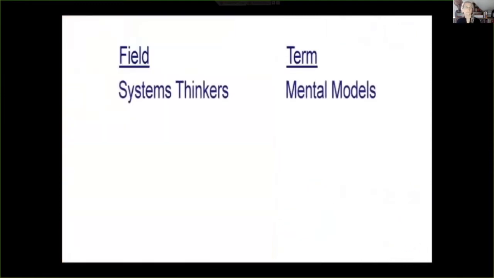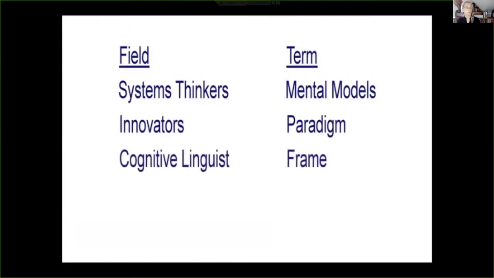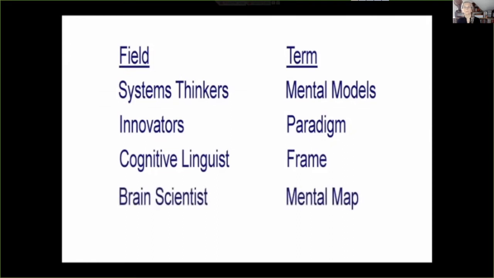It's in the thinking. Now, a mental model is a term we use as systems thinkers. If you are an innovator, you would use the term paradigm. If you're a cognitive linguist, you'd use the term frame. If you're a brain scientist, you would use the term mental map. It's literally the map of existing neural pathways in your brain. It's the sum total of everything you've thought about and all the connections you've made up until this moment.